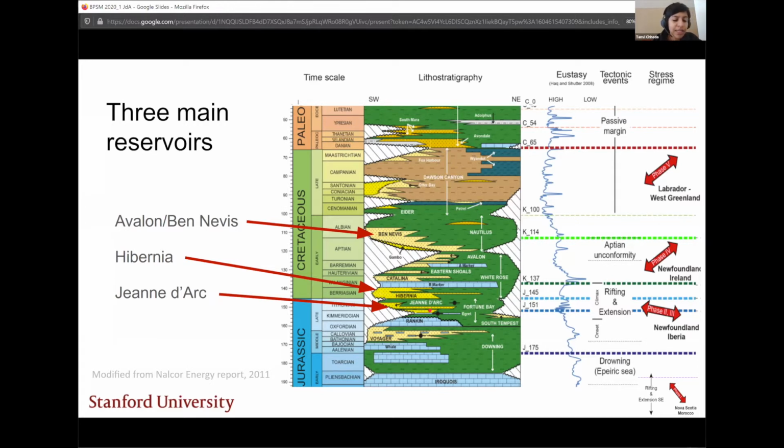And then the second major rifting episode that began in the late Jurassic and lasted through the early Cretaceous, which was the opening of the North Atlantic, separated Newfoundland from Iberia. So imagine this like a zipper effect. First the South Atlantic is opening up and then the North Atlantic.